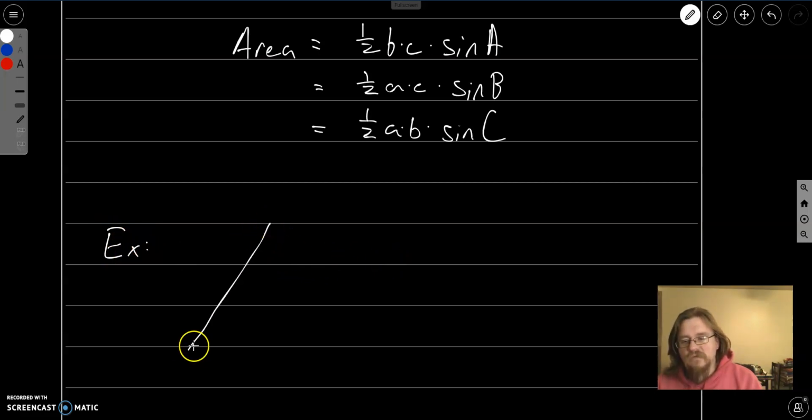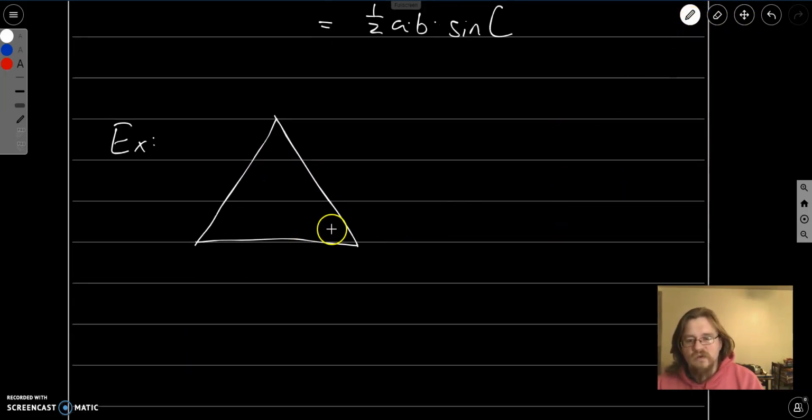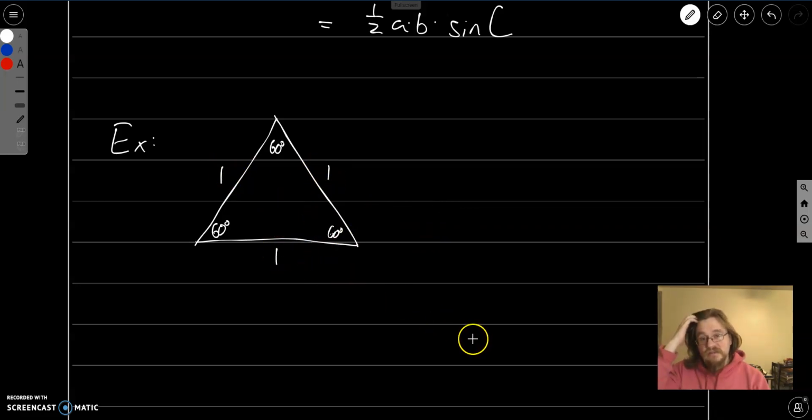So if we take an equilateral triangle, we know that we've got a 60-degree angle here, a 60-degree angle here, and a 60-degree angle up there. Let's say that each side length is just going to be 1. So the question is, what is the area of the triangle when we don't know what the height of the triangle is?